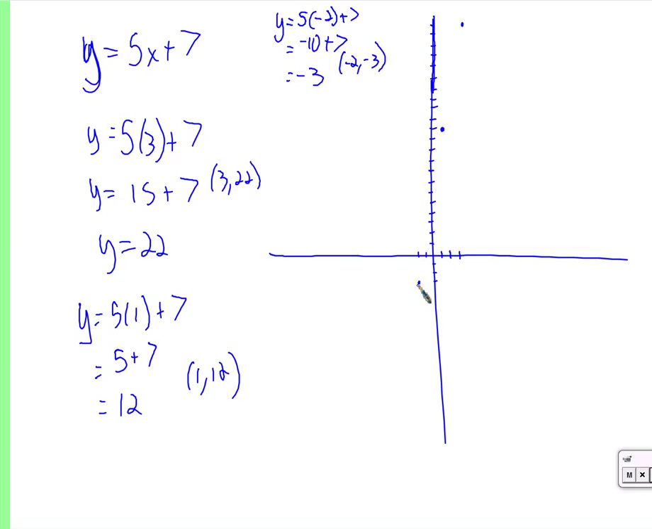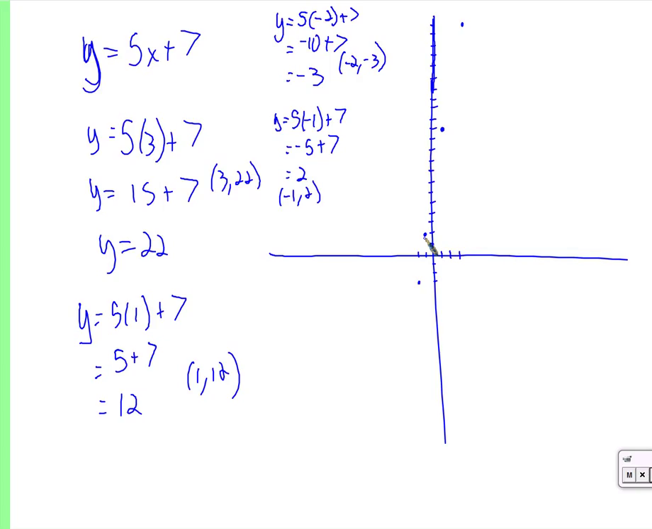Maybe one more, okay? One more should be fine. Negative 1. y equals 5 times negative 1 plus 7. Negative 5 plus 7. That is 2. So negative 1, 2. Pretty much figure it out. What do you mean by that? There's a line there. Okay, so that's a big question.